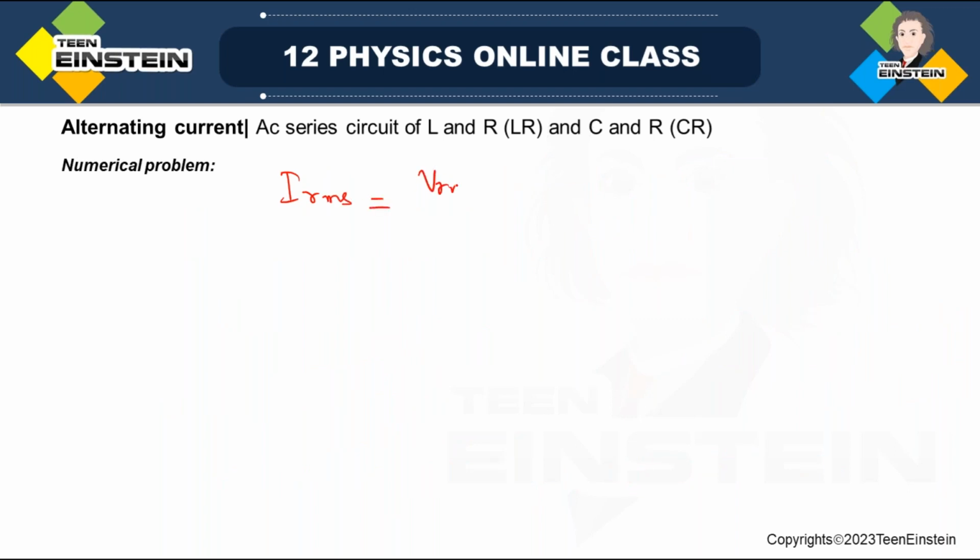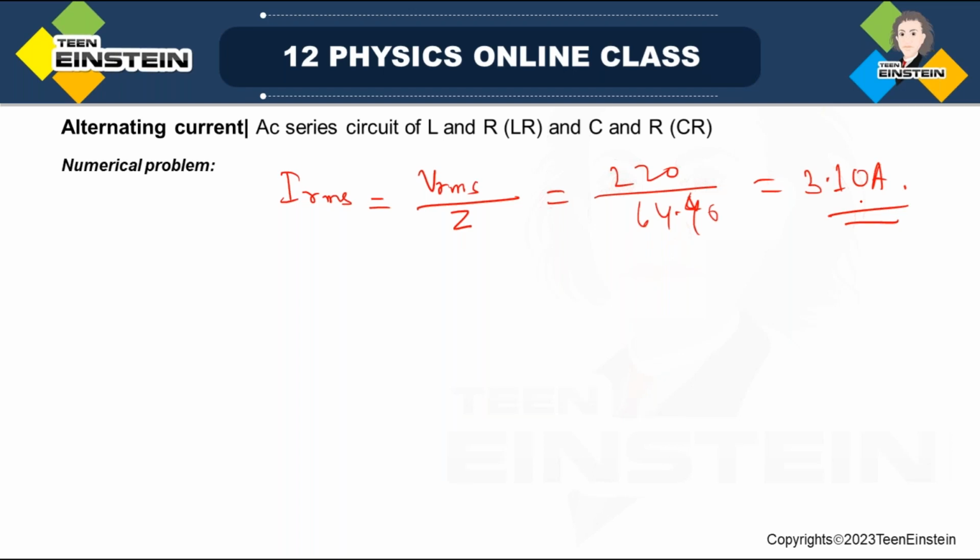Now we have to find out IRMS. So VRMS by Z. VRMS is what? 220, right? And Z we have found out as 64.4. This will give you the current around this value. So this is the current.